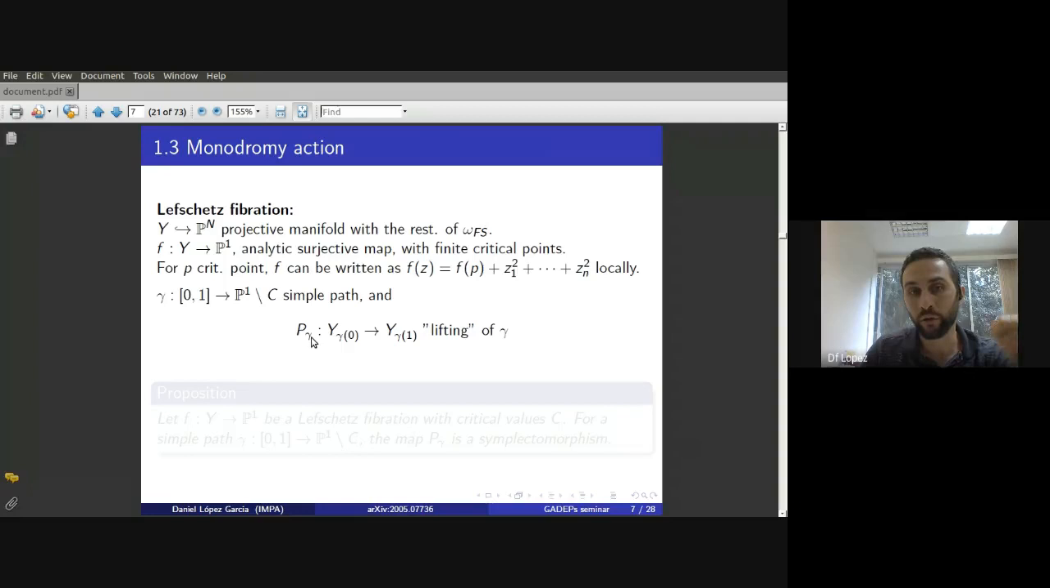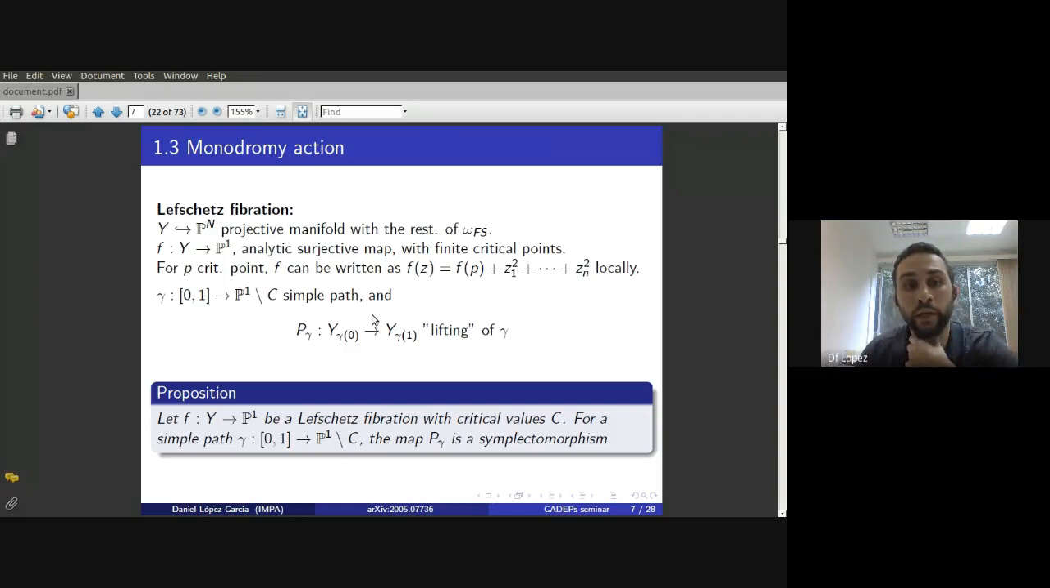Okay, and also because this map F is analytic, any fiber is a symplectic manifold, with the restriction of the symplectic form to a fiber. So this map is also a symplectomorphism. That means that this map preserves the symplectic form in the fibers.